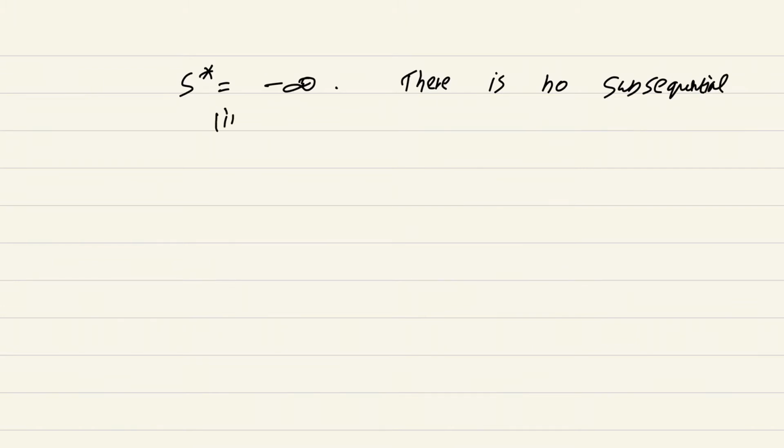So there is a third possibility that we should consider. What if this set of subsequential limits, that's an empty set? Okay, not an empty set, it consists of only minus infinity. That's possible. Suppose S star is minus infinity. What if the limsup itself is minus infinity? Okay, this just means there is no subsequential limit whatsoever. Limit at all.